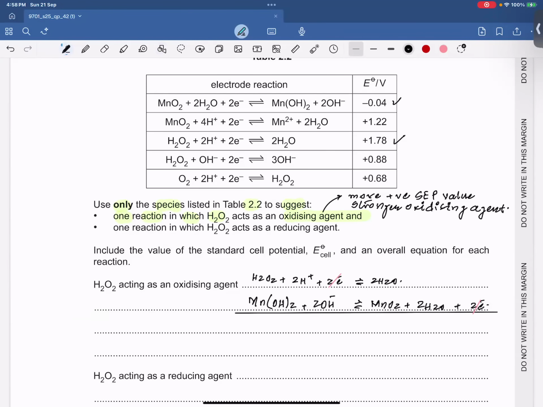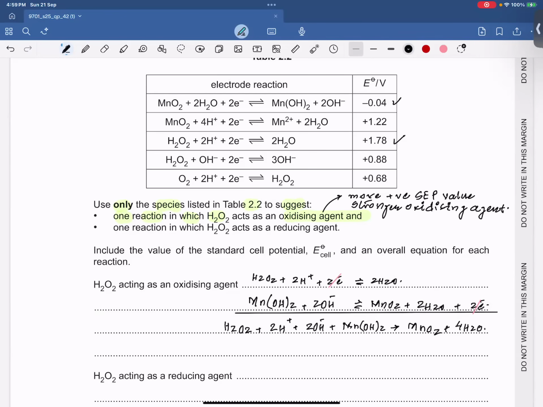So let me write it here. This is H2O2 plus 2 hydrogen ion plus 2 hydroxide ion plus manganese 2 hydroxide is going to be converted into MnO2 plus this 2H2O, and this 2H2O is going to be 4H2O. And that's your full cell equation, all right? I hope it makes sense to you.